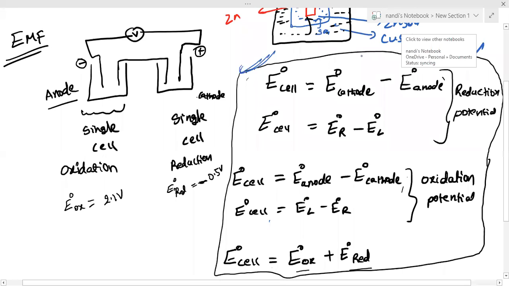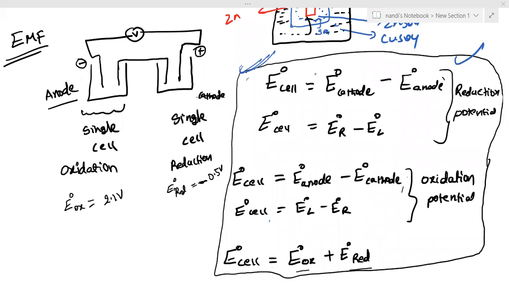Completed first, everyone. Remember these formulas. E naught cell is calculated as cathode minus anode when they are reduction potentials, that is right minus left. If they are oxidation potentials, it is anode minus cathode, that is left to right. If I'm using the combination, it means E naught oxidation plus E naught reduction. So all the formulas are given very clearly here.